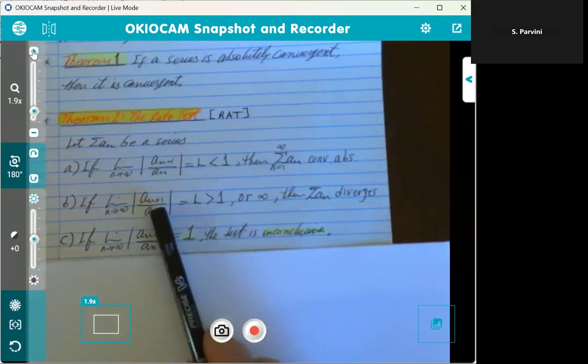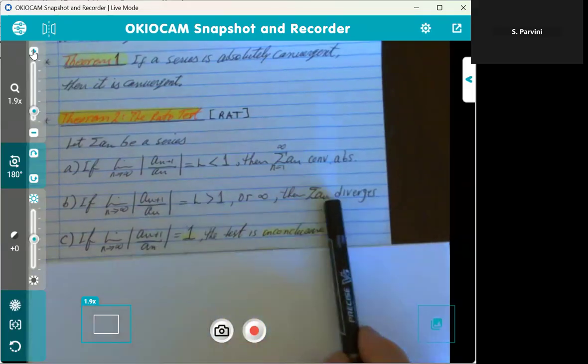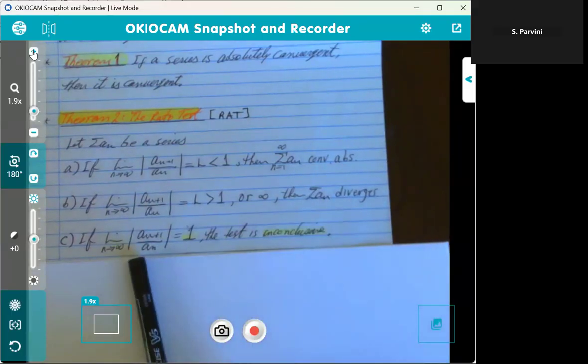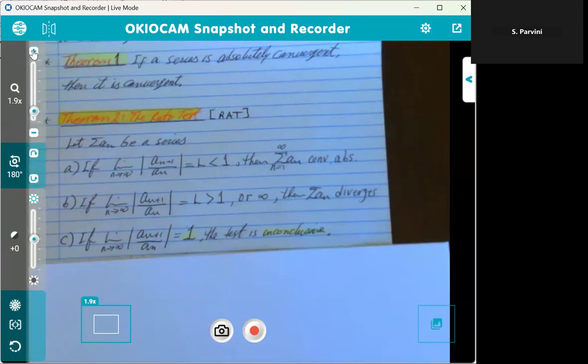And so that means, in other words, the terms are getting too big. So that's why it diverges. Now, if the ratio is 1, this test is inconclusive. That means we cannot use it. So we're going to use one of the other tests, right?